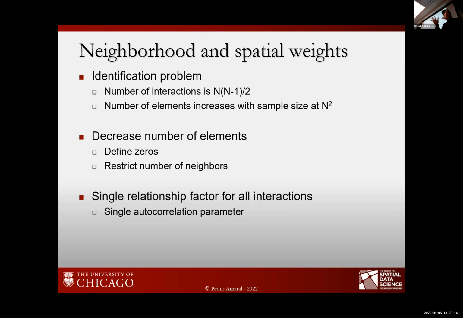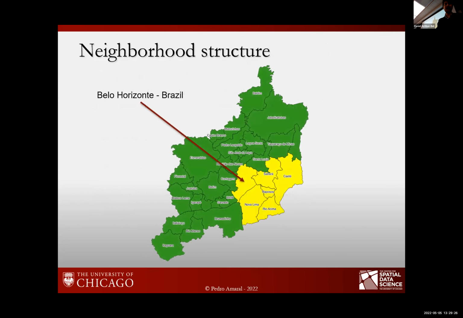And another simplification is that whenever we're estimating a model, we'll look for a single relationship factor for all the interactions. This is pretty much the idea of a regression, right? We'll just do a beta for all the x's and the y's that we have. So it's just estimating one coefficient. So we'll usually look for a single autocorrelation parameter as well to simplify that.